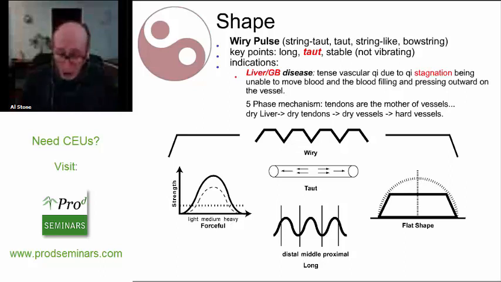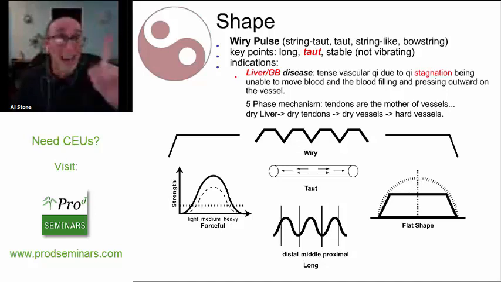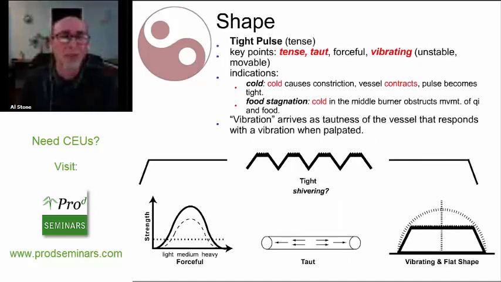What else do I want to talk about with the wiry pulse? Oh, as I mentioned earlier, the mechanism that I like to talk about is that when the liver gets dry, the qi becomes stagnated. And when the liver is dry, the tendons become dry, which leads to dry vessels, which leads to hard vessels. So I think that's a pretty decent mechanism for the wiry pulse. So what do you do about that? Bai Shao, and plenty of it.